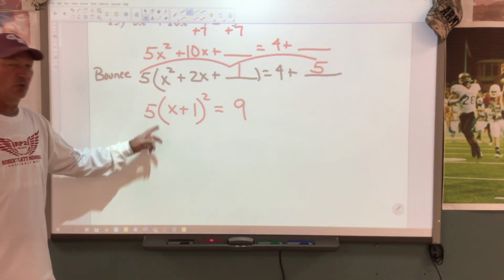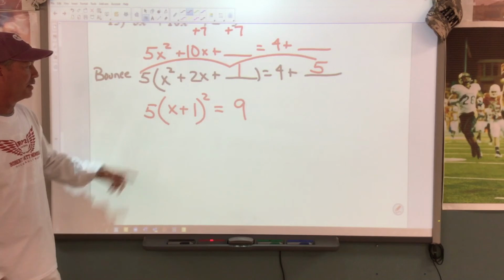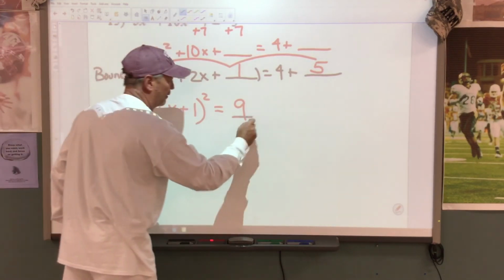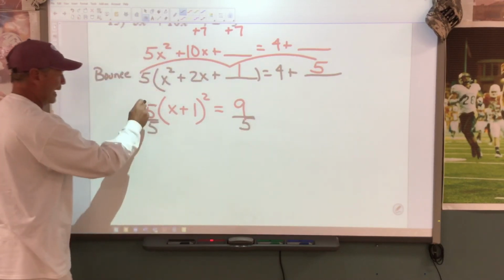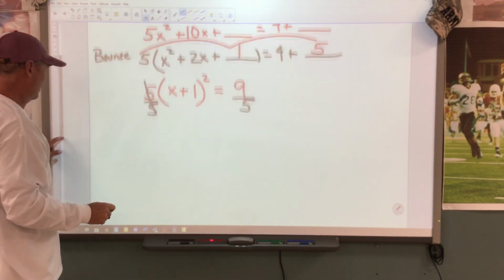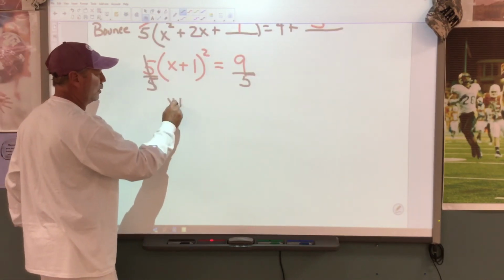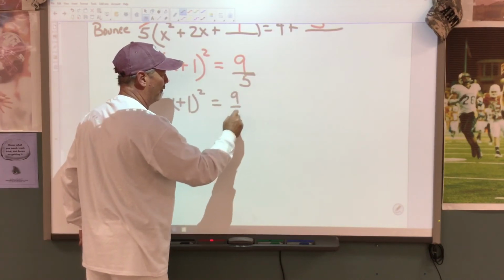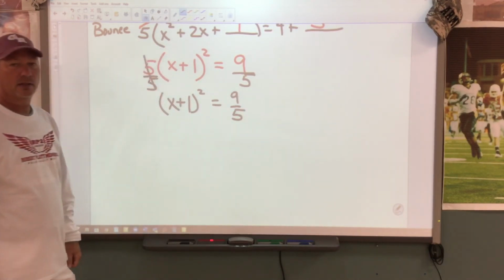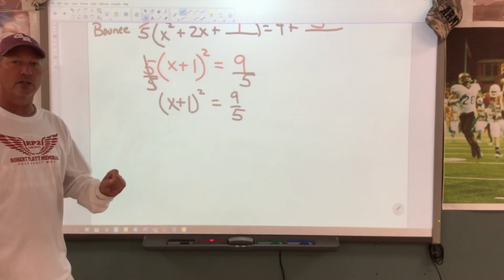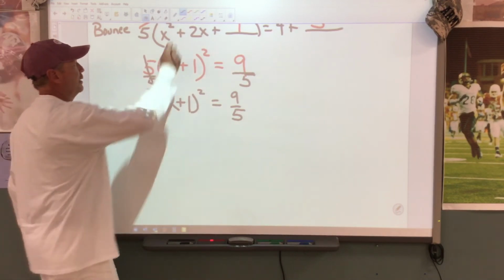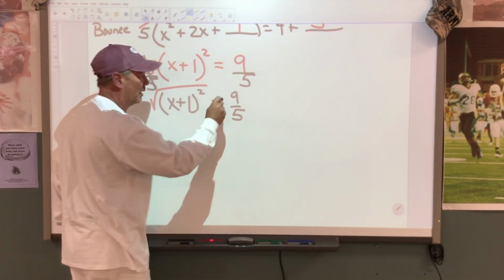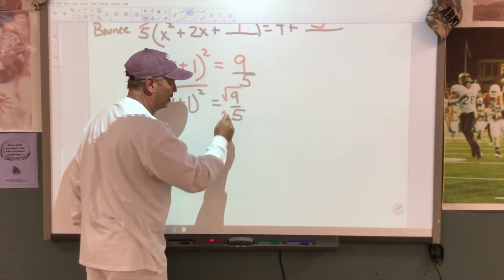But in this situation, we still need to get our x by itself, so we're going to divide by 5. Divide by 5. Divide by 5. This cancels. I get x plus 1 squared equals 9 over 5. Starting to get a little bit tricky. Focus on this. I take the square root. It's a fraction, so we split the radical.